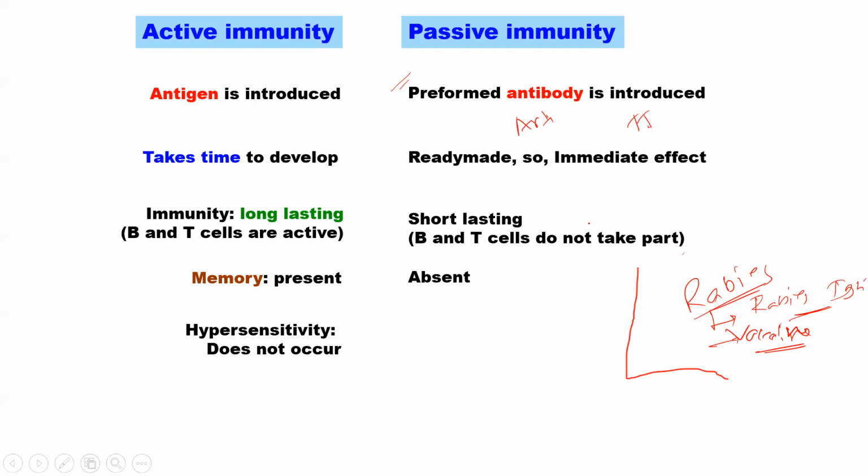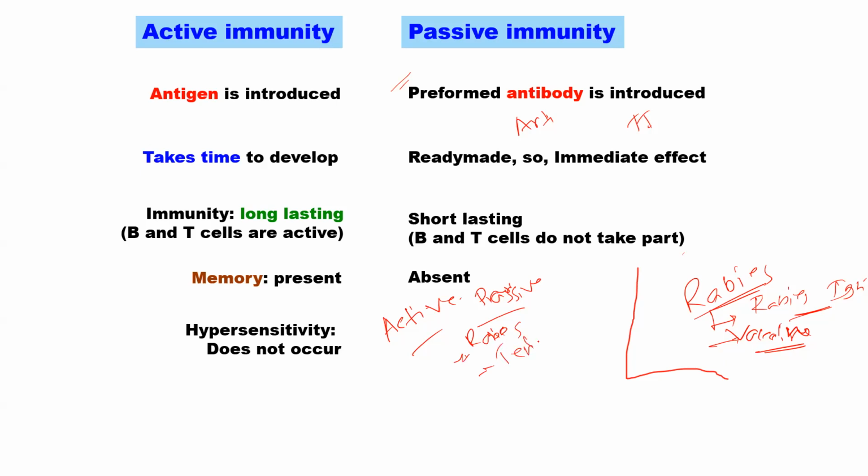What is the disadvantage of the vaccine? It takes time to develop antibodies. Good. In some cases, both active and passive immunity are produced. That means we give both active and passive immunity. Rabies is an example. What are the other examples?